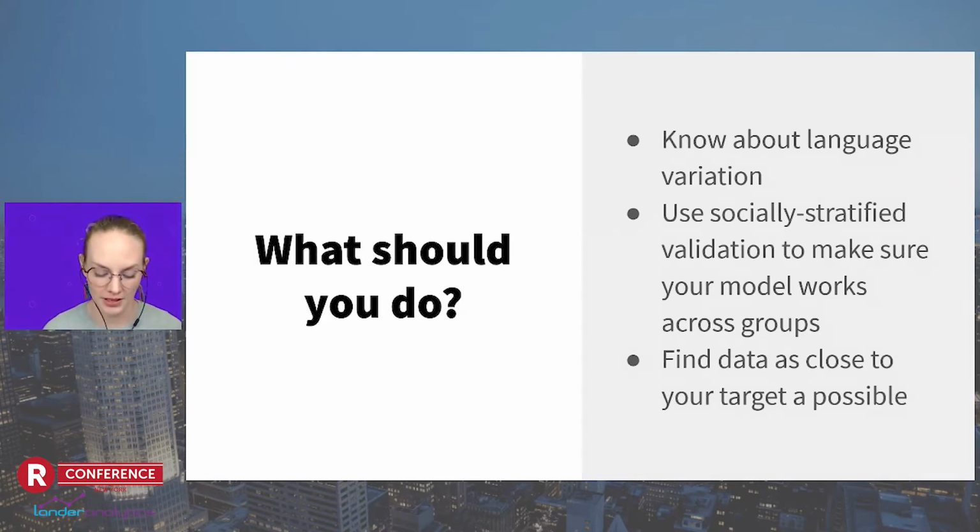If you are building something that's going to be used by a wide variety of people, I recommend socially stratified validation to make sure that it works across groups. So if you know, for example, that people from New York and Atlanta are both going to use your product, maybe test it with people from both New York and Atlanta because they're going to use language in different ways. And, as with all statistics, find data as close to your target as possible, whether that's in who's saying it or what they're talking about.